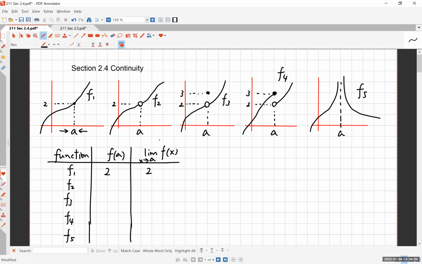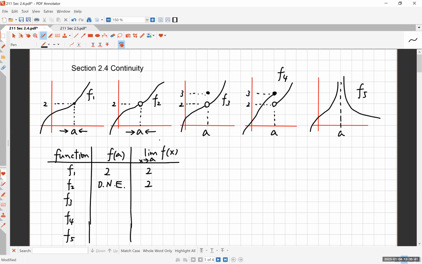How about f2? Now, f2 is not defined at a. So this is undefined or does not exist. When you say undefined, it means it does not exist. And for the limit, remember the limit doesn't care what happens when x is precisely at a. As x gets closer and closer to a from the left or from the right, the value of the function f2 still approaches 2 infinitesimally closely. So the answer is 2.